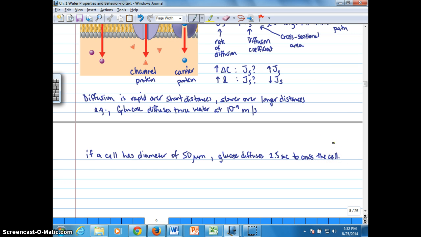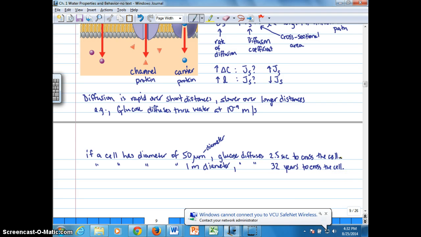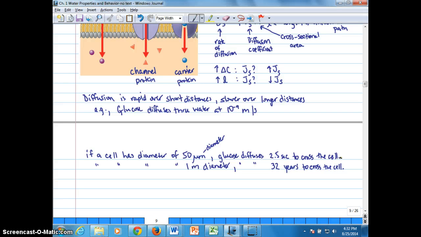Now, if we were looking at glucose diffusing through a cell of 1 meter diameter, I forgot to write diameter up here, it would take glucose basically 32 years to cross the cell. So the moral of the story here is that diffusion is a very effective mechanism of transport for water at cellular levels. But when we're looking at longer distances, and as we know, trees are many meters high, then diffusion isn't so efficient or effective. And so we'll get into a discussion of the kinds of mechanisms at larger distances, and dx is an abbreviation for distance.